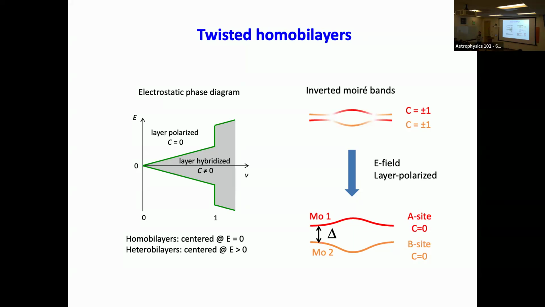If you apply a large enough electric field, you can layer-polarize the system, or you can think of it as putting a large enough lattice potential in the system. The bands become topologically trivial, with no Chern number in the layer-polarized regime. So this is the phase diagram: small electric field, layer-hybridized Chern bands; large electric field, no Chern bands. The difference between homobilayer and heterobilayer is just that this electric field is centered at zero for the homobilayer, but centered at a very large value for the heterobilayer. Other than that, they are pretty similar to each other.